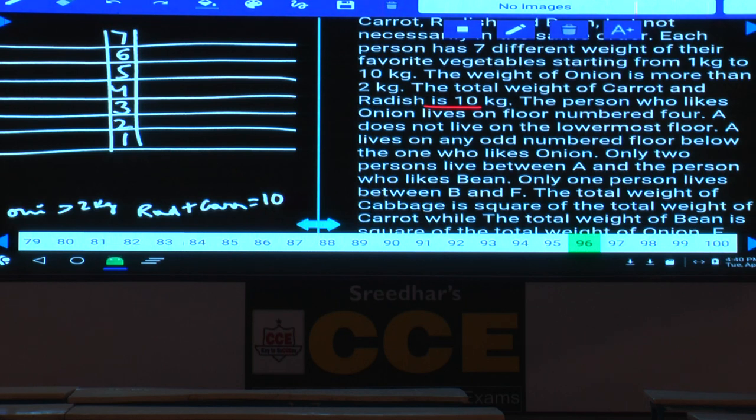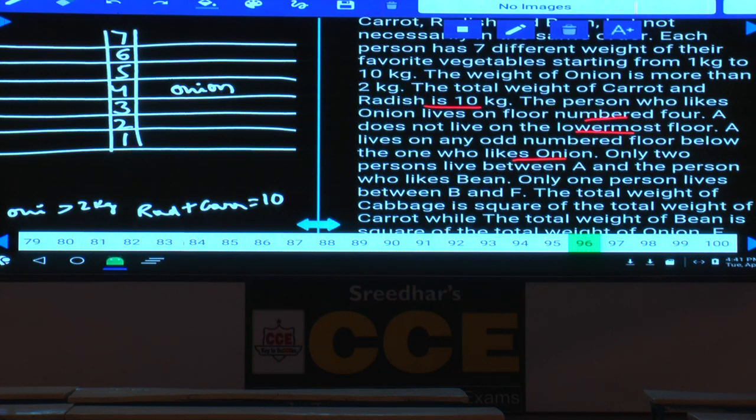The person who likes onion lives on floor number 4. Now we are able to fix onion at this place. Onion is at floor number 4. Then next one. A does not live on the lowermost floor. And A lives on an odd number floor below the one who likes onion. Onion is on the 4th floor.